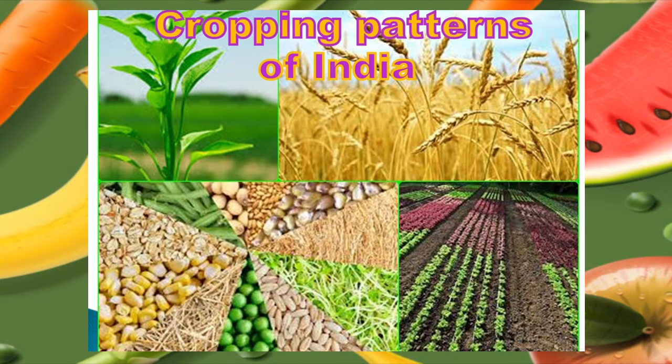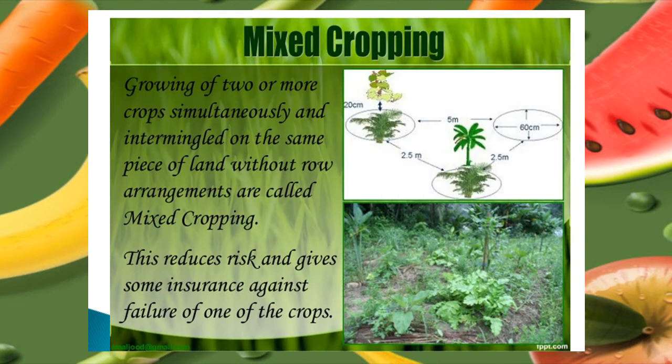So the first pattern is mixed cropping. Now what is meant by mixed cropping? It is growing two or more crops simultaneously on the same piece of land without any row arrangement. It is called as mixed cropping. Means the seeds of two or more crops are just mixed together and then sown on the same piece of land. So it is called as the mixed cropping.